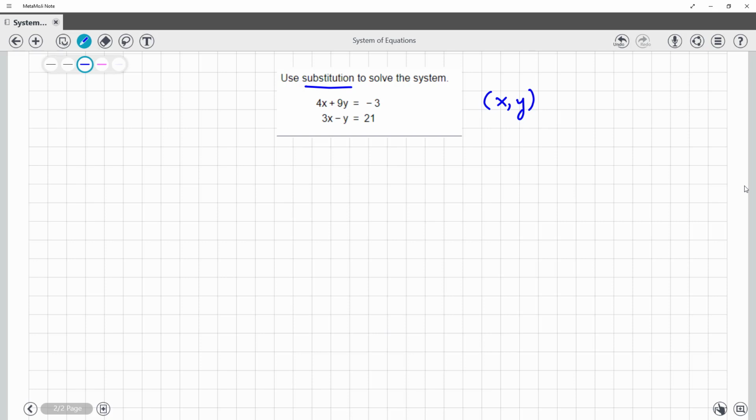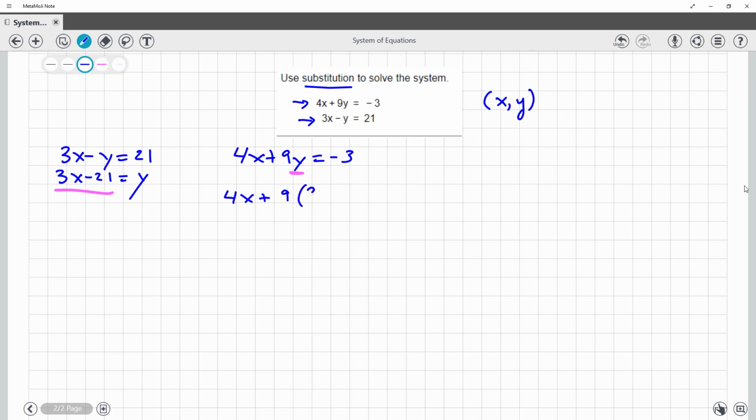So let's see what we have here. What substitution means is solve one of these equations for one variable. Doesn't matter which one, but it looks to me like this equation would be pretty easy to solve for y, right? Because I could move the 21 to this side, and then I have this solved for y. So what I can do with this now is use the first equation, and where you see y, plug in what y equals. So I have 4x plus 9 times 3x minus 21 equals -3.